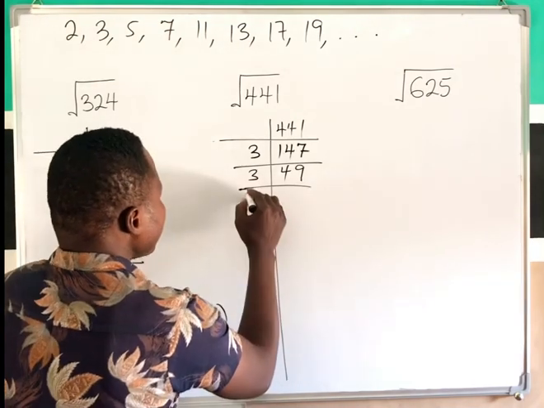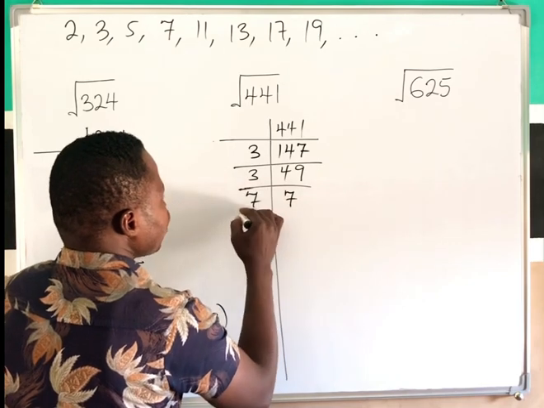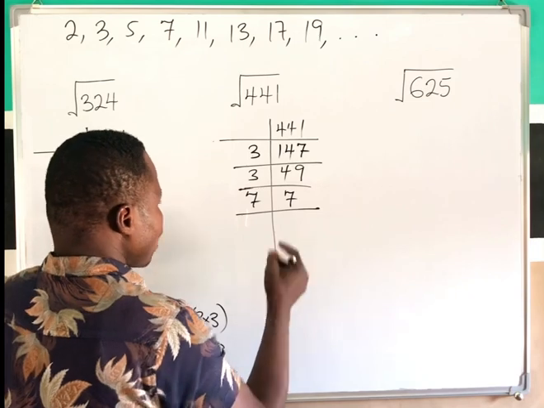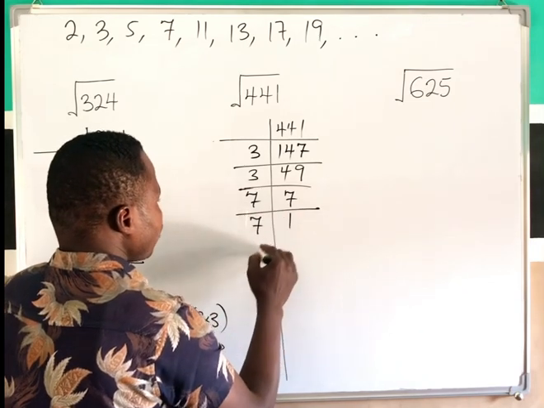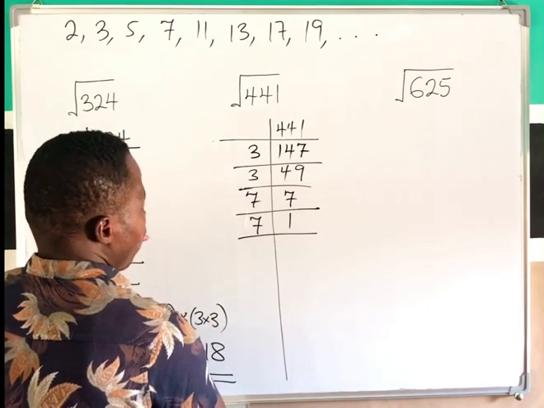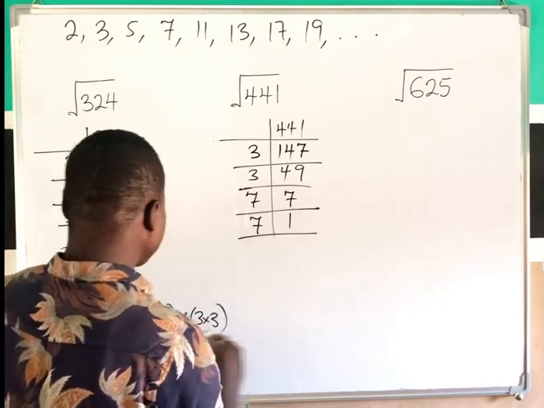7 can go because 7 times 7 is 49. Now, can 7 go into 7 again? Yes. How many times? 1. So I'll write here 1, here 7. So that means that we'll stop here. You do this until you get 1.